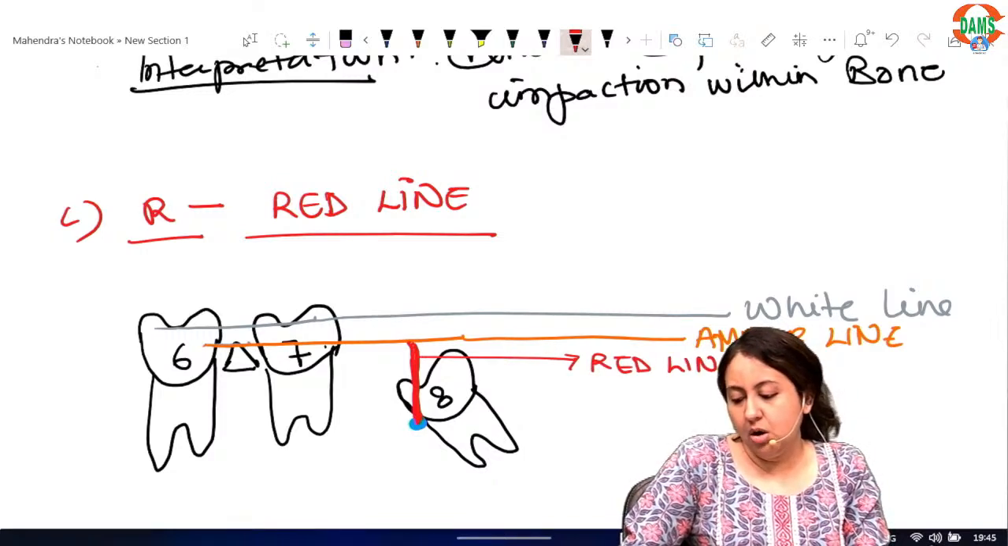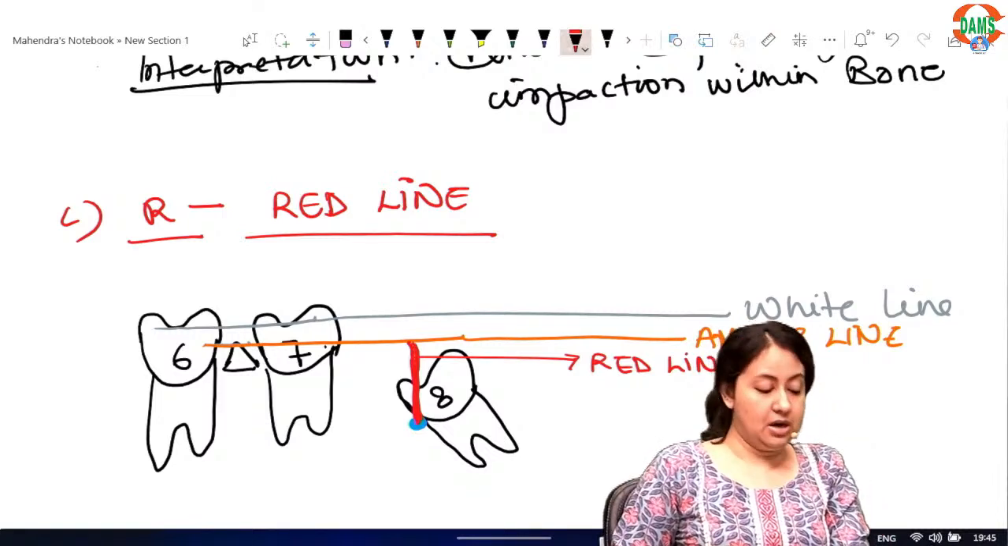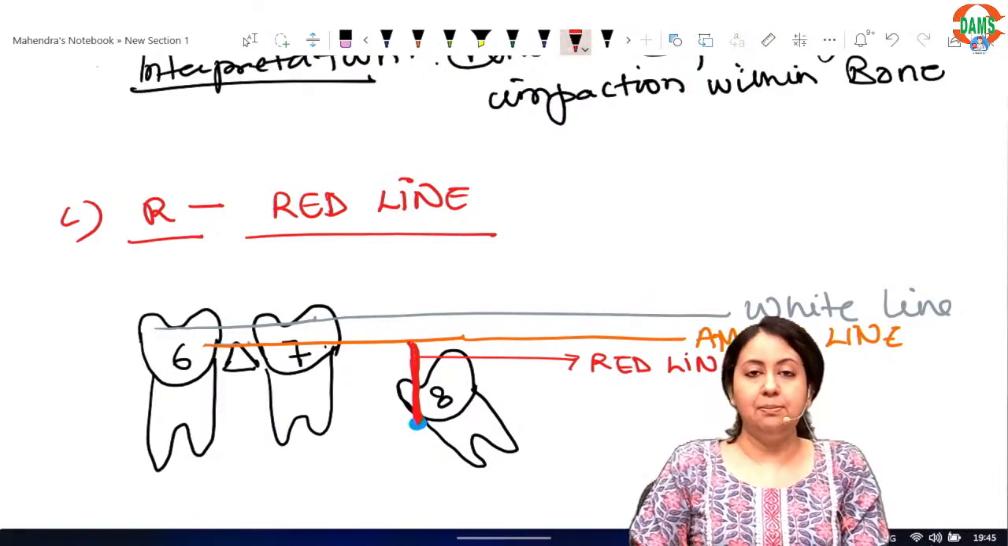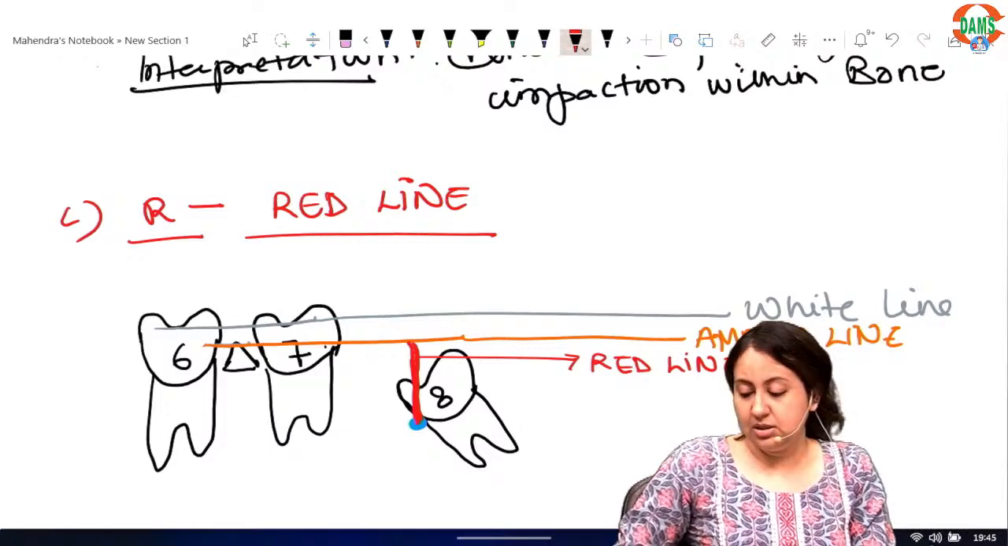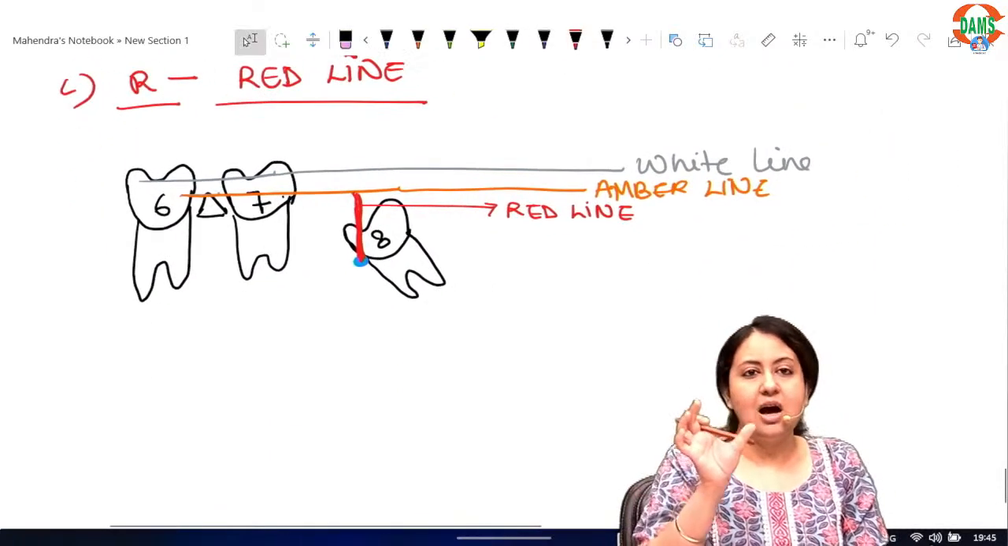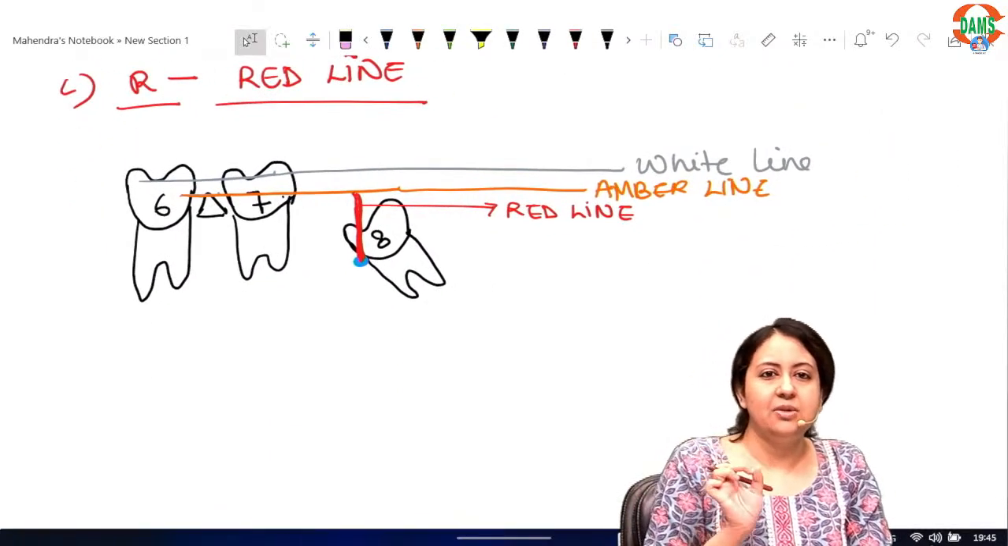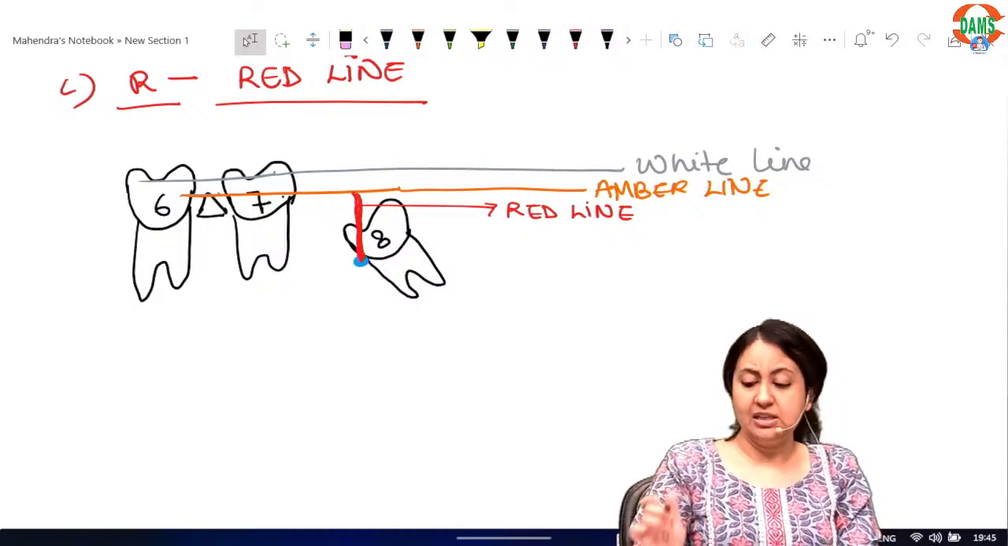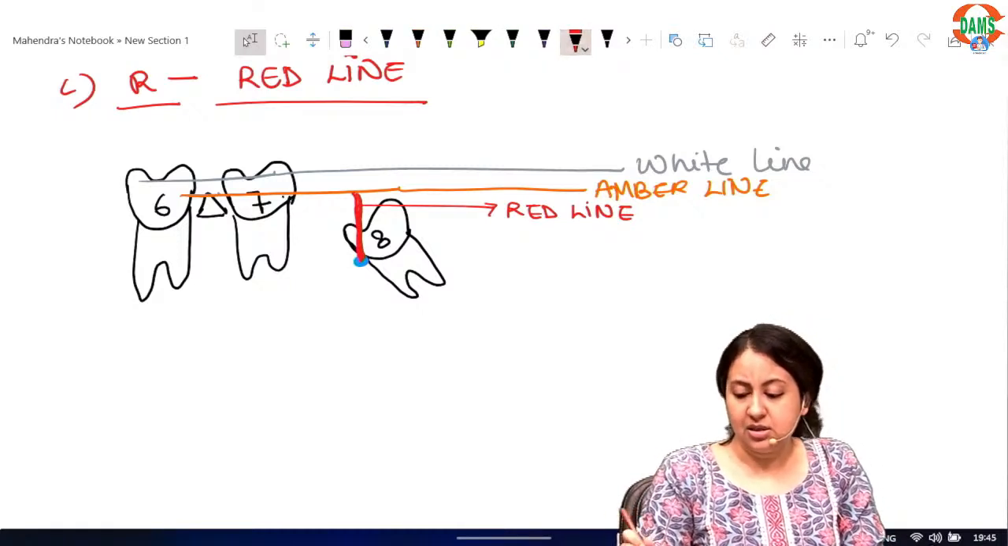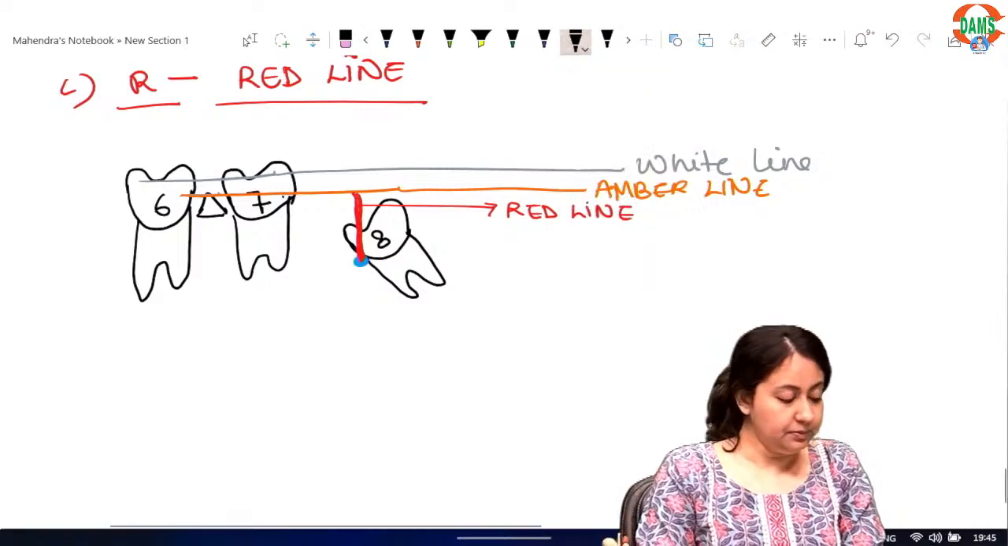You will draw a perpendicular from the amber line to the point of application of elevator. This is your red line. So in this last diagram all three lines have been summarized. All right, all lines have been summarized in this last diagram. Okay.